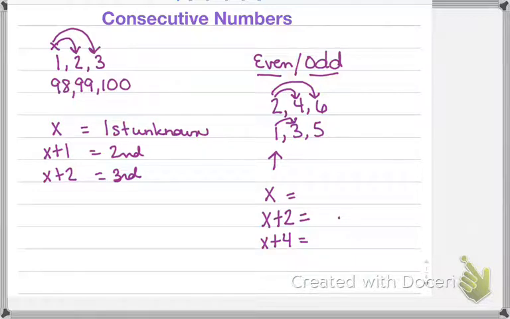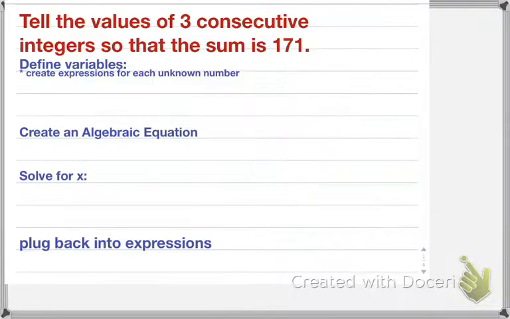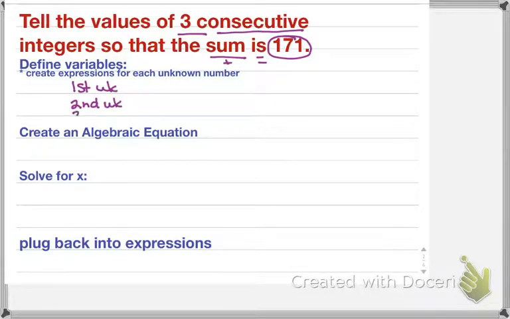Now we're going to talk about how to use these to solve word problems. So let's go to our first example. This says tell the values of 3 consecutive integers so that the sum is 171. If you remember, sum means addition, is means equals, and we know they have to total 171. So first thing we're going to do is define our variables or create expressions for each unknown number. We have 3: a first unknown, a second unknown, and a third unknown.